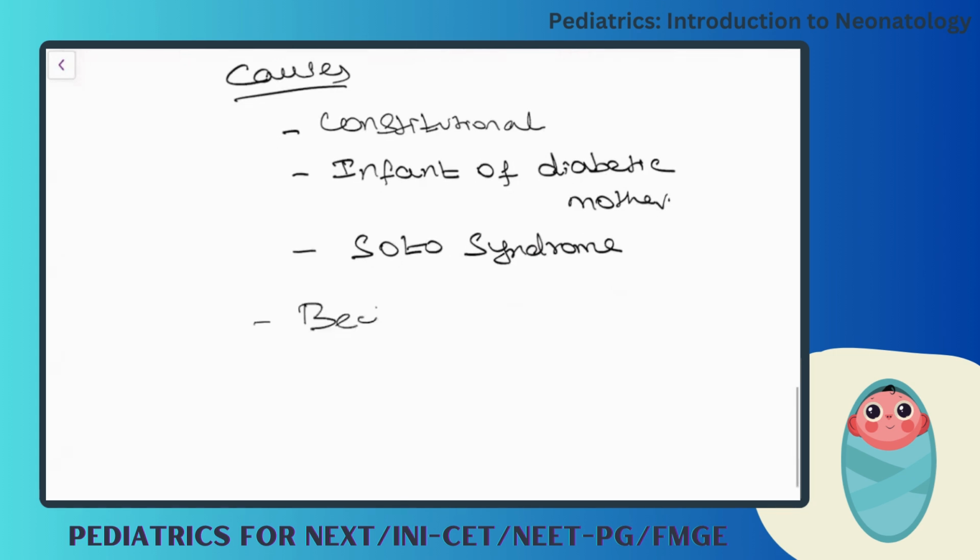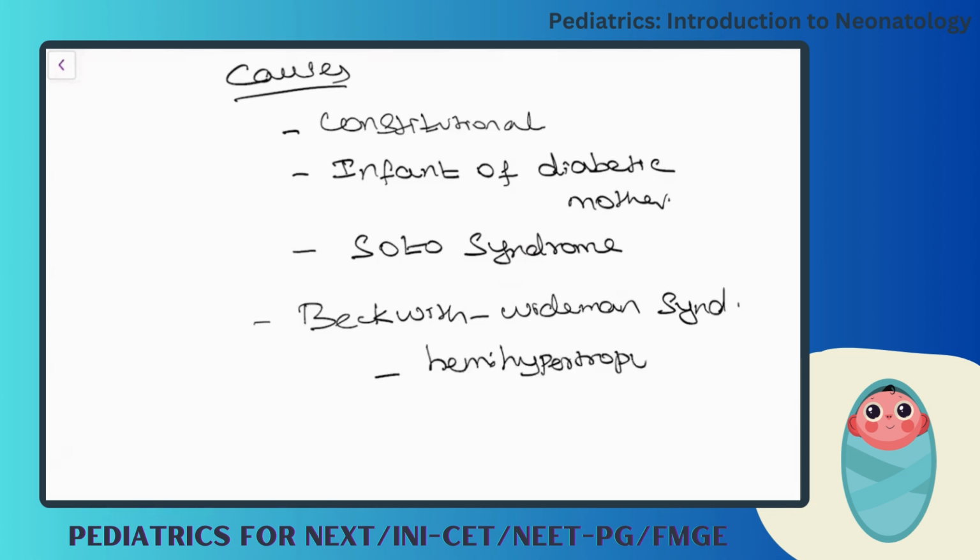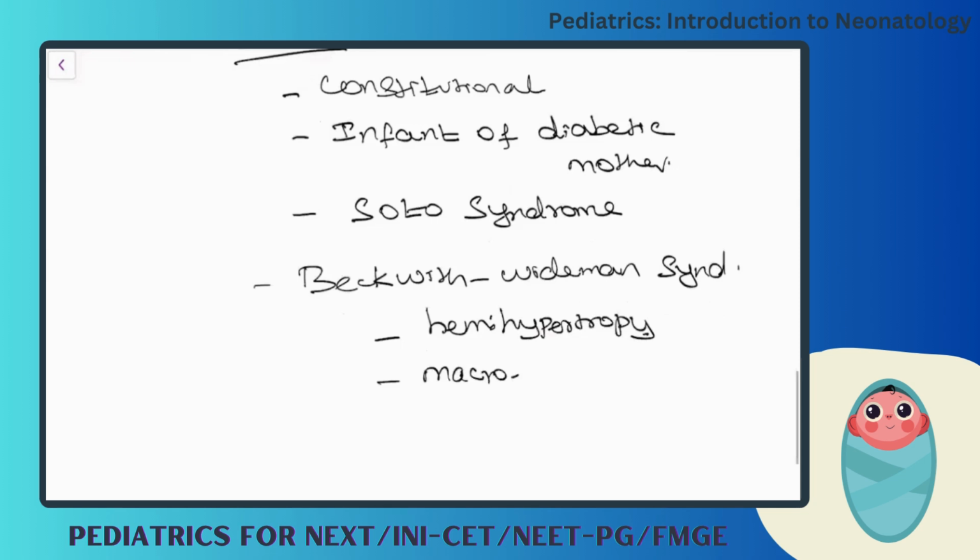Next is Beckwith-Wiedemann syndrome. A variant of Wilms tumor, you would have learned. Understood? So what will be here? Hemihypertrophy has come in examination. Okay, it's all from the examination point of view. Everything has come in exam. Whatever we discussed till now has been coming in your examination. Macroglossia.